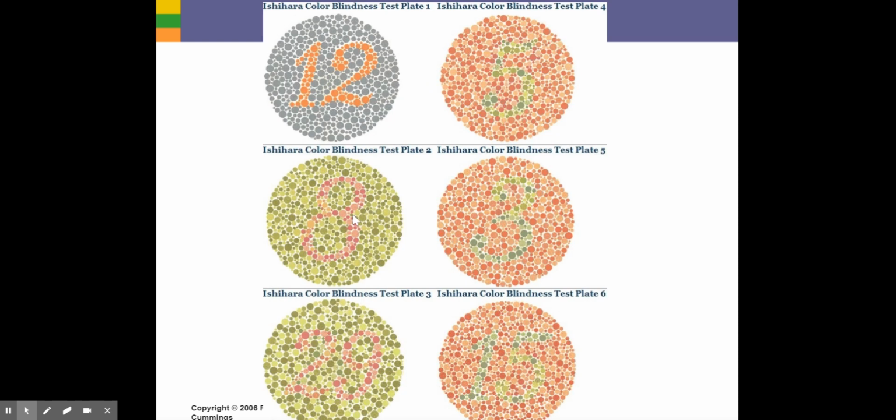Again, here's red-green. It's an 8. Another red-green, this is a 3. Another one, we've got a 29 in it. And then the last one here is a 15. Again, people who are colorblind can't see that. They usually either see one color or the other, or they just see gray, a lot of times because they're missing those cones in the back of the eye.